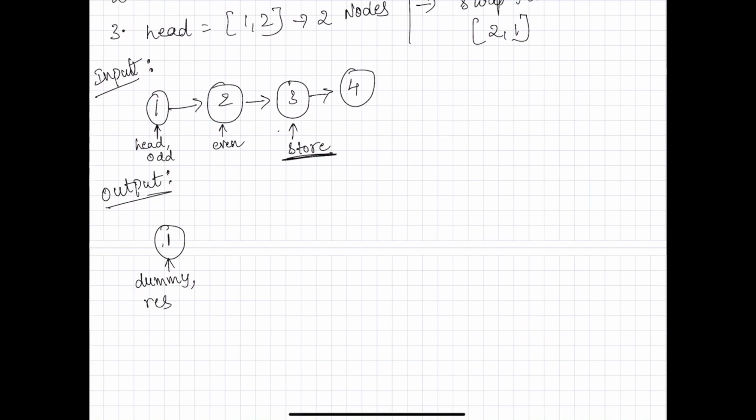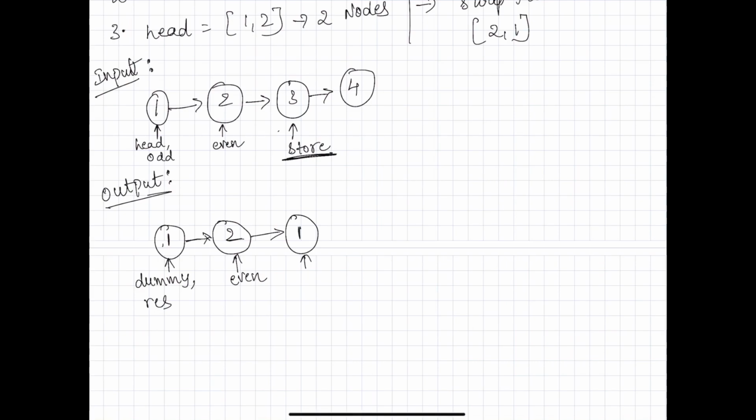So after doing these things, in the output, next we have to point dummy.next to even. So here in this case the even is 2, and then we have to point the even.next. So this is going to be even. Then we have to point even.next to odd.